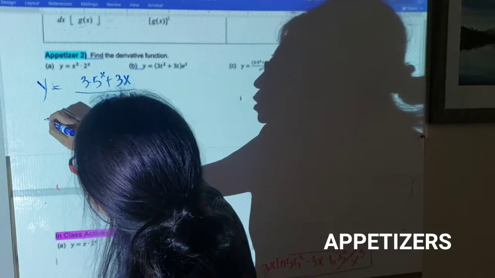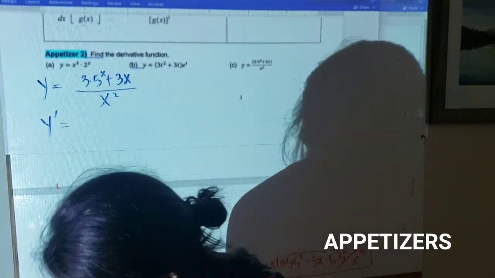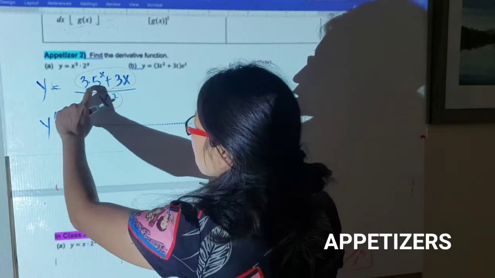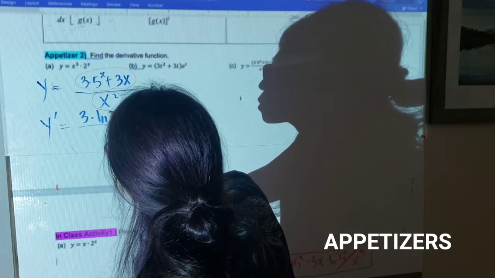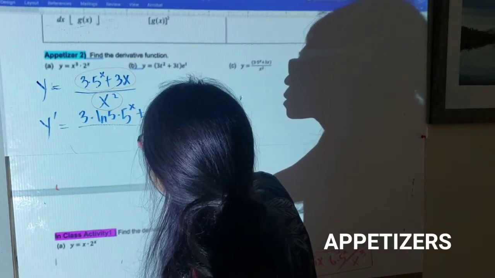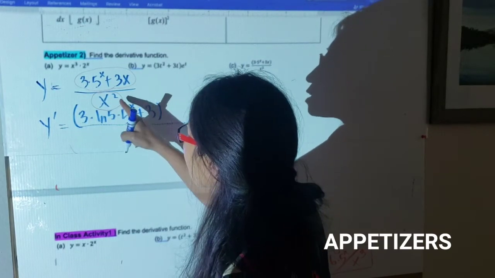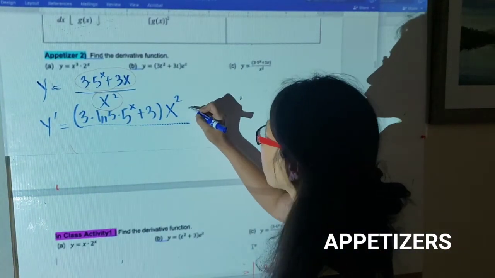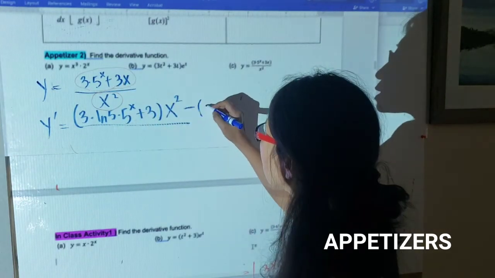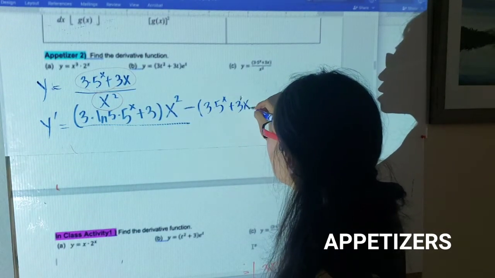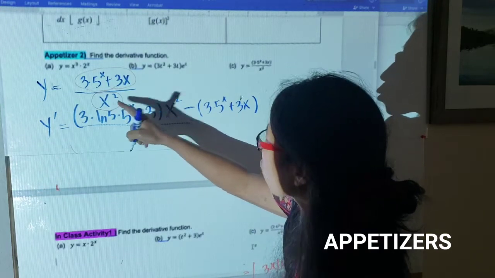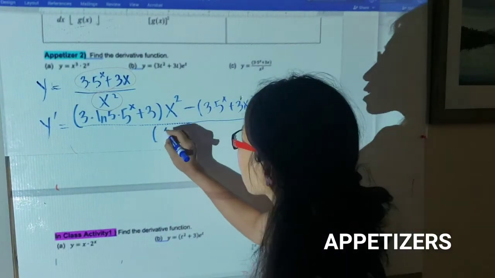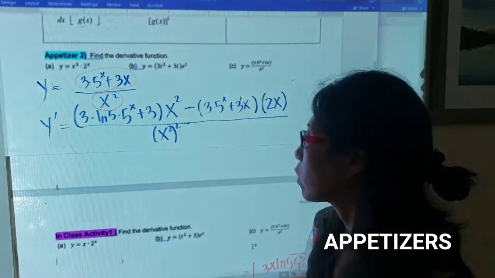So let's take a derivative using the quotient rule, which is I'm going to put this one over this one. So the rule is take a derivative: 3 times natural log of 5 to the x plus 3. Take a derivative and then leave it. Careful, this time x squared is your function, x squared, plus minus, it has to be minus. Now leave it, so don't touch. And then now you're taking the derivative of x squared, careful, that's a 2x, over x to the square, x squared over square.